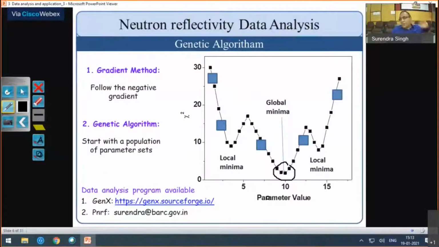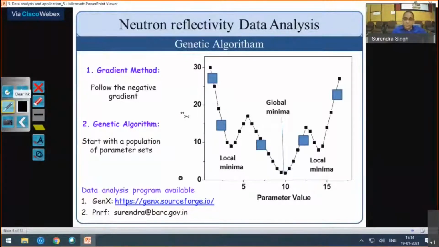And a program may require scattering length density as input. Some may require scattering length density in angstrom^-2 units, some may need it in Fermi. So that may be the variant, but the basic parameters are the same. One of them is GenX, which also uses this genetic algorithm to minimize chi-square for reflectivity data. And I have written this PNRF, and if somebody wants it, they can write to me. Though this is not user friendly, it is very easy to run.